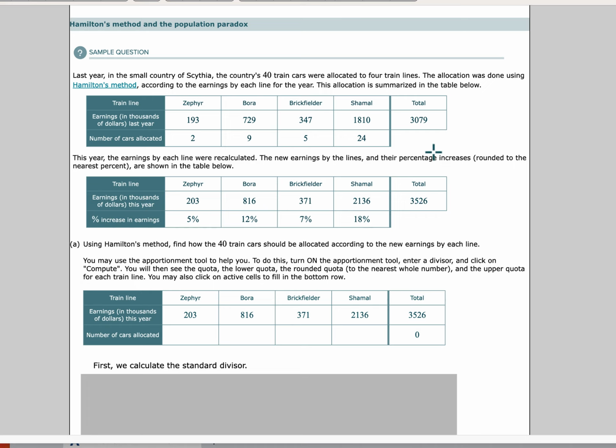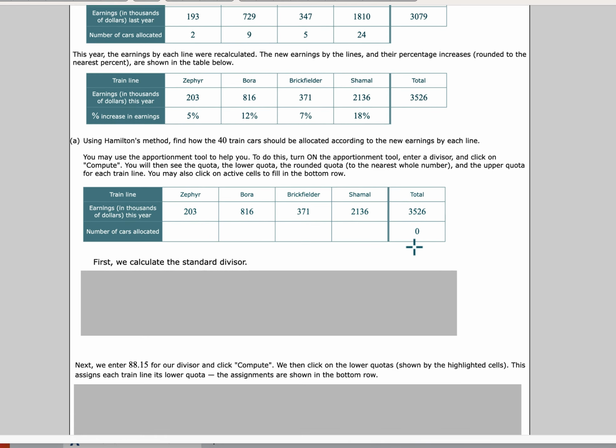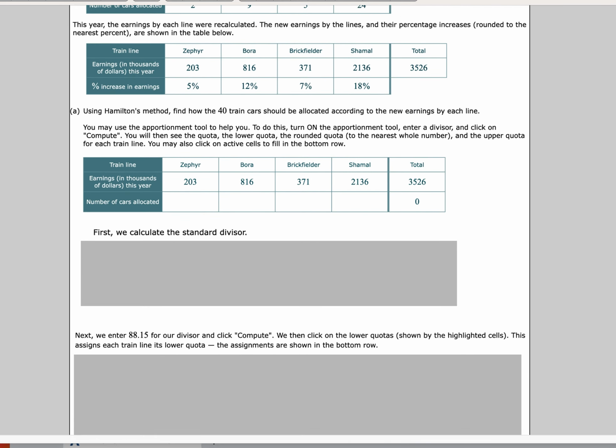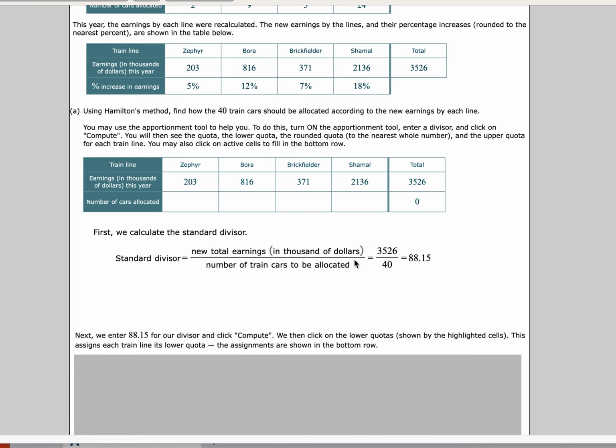Now, using Hamilton's method, find how the 40 train cars could be allocated with the new earnings by each line. So the first thing we need to do is calculate the standard divisor. And of course, to calculate that, what we have to do is to take this 3,526 and divide it by 40.